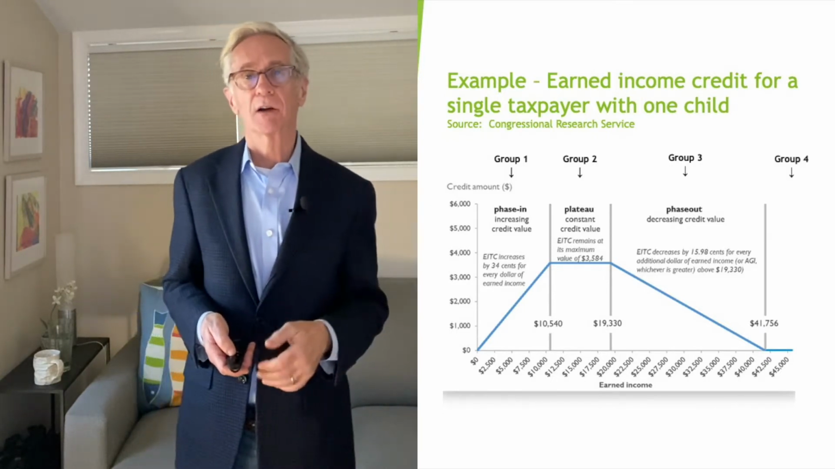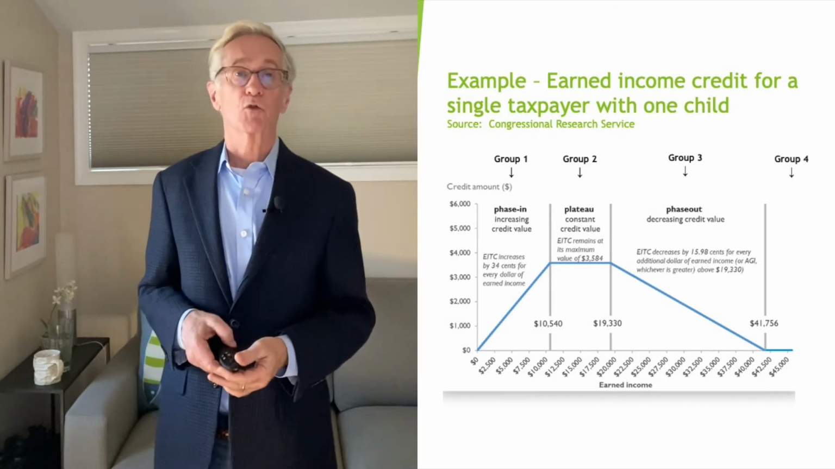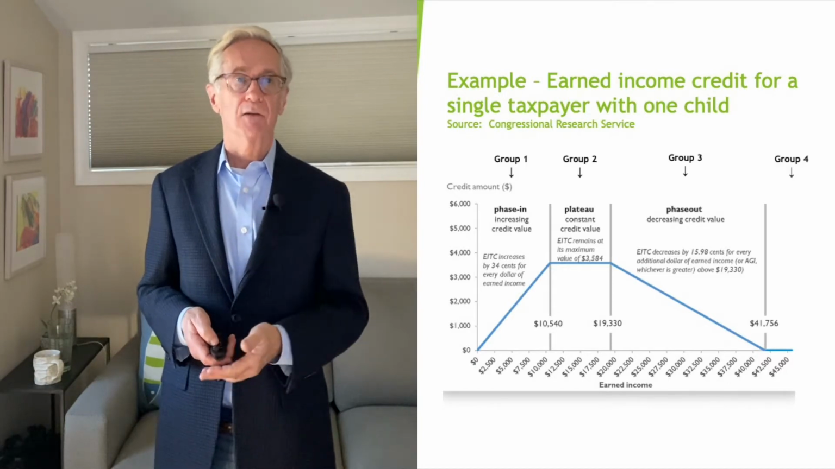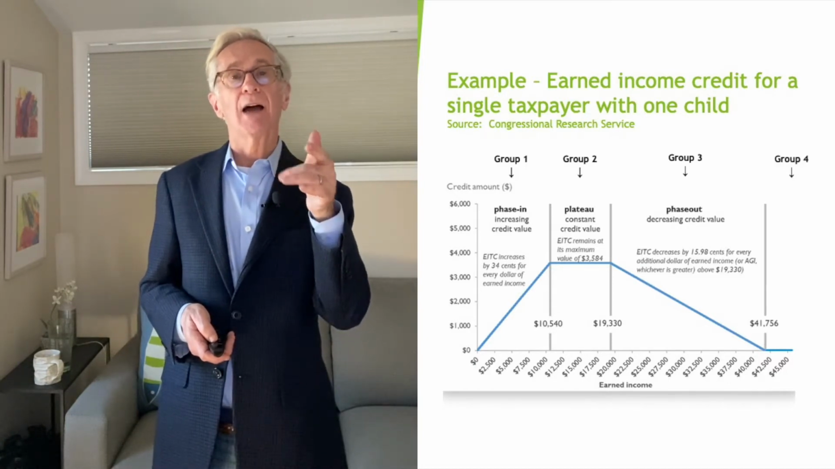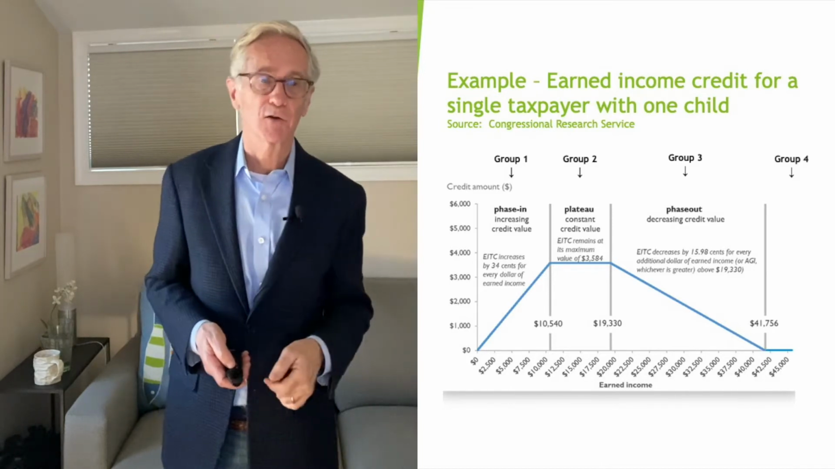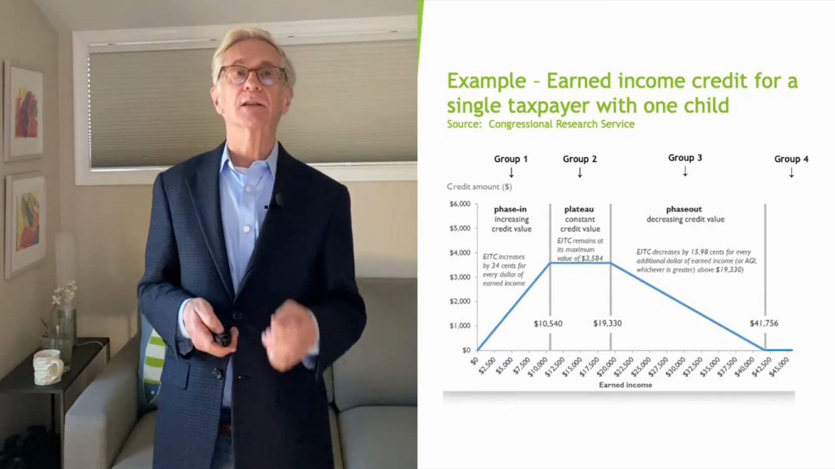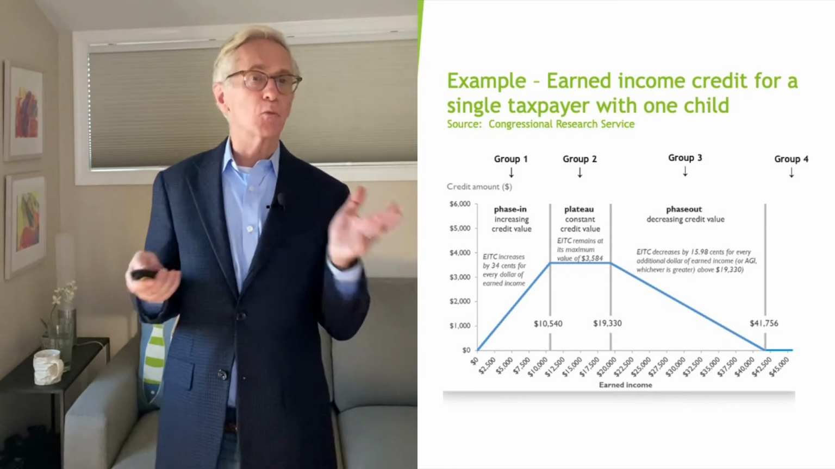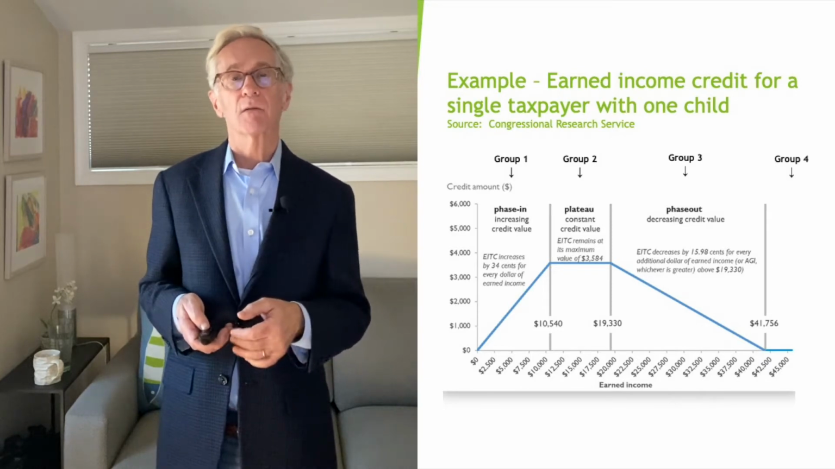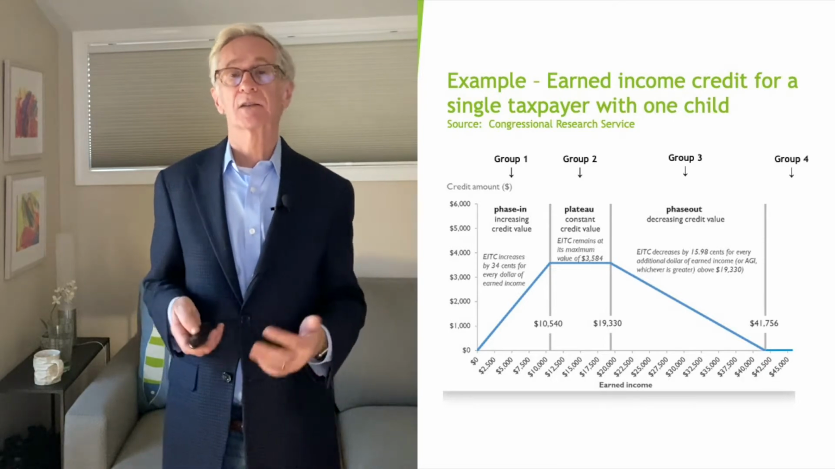I love this chart. That's why I'm taking the time to explain this to you. This is a chart put together by the Congressional Research Service that really depicts graphically how it's calculated. And I've actually labeled, I've added to their chart, Group 1, Group 2, Group 3, Group 4. They didn't have those labels on their chart, so I sort of modified their chart just a bit. This is an example for a single taxpayer with one child. It doesn't really matter. The graph's going to look very much like this for other situations, like a married taxpayer with 3 children. So the gist of it is the same regardless.